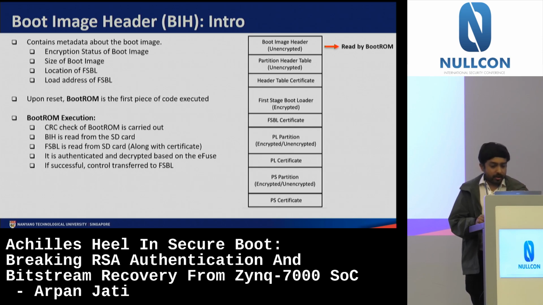Now, as you can see, the first part, the boot image header, contains the encryption status, size of the boot image, location and load address and those kinds of things, and it is read by the boot ROM. So it does not need to be protected because it does not have any critical information. Even if you change any of that information, it will just be a denial of service. It will not lead to any major attack. But it contains important information.